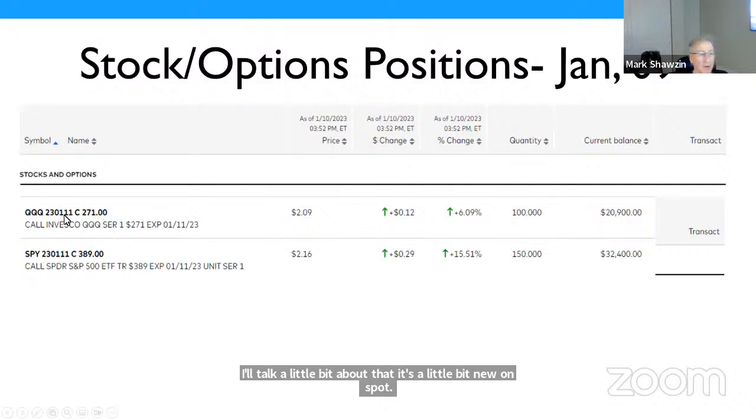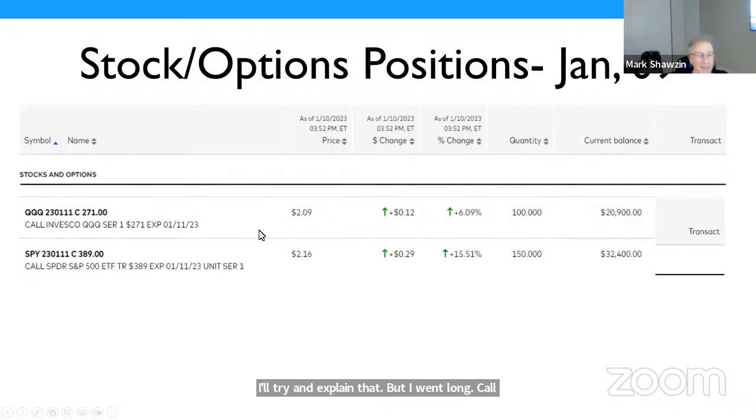But I went long call options in the triple Qs, which is the NASDAQ. And then I also went long call options in the S&P. And I took partial profits on these. I took some nice profits out today, and I'm going long into tomorrow with these call options. Now, a call option can expire worthless. If it doesn't get above the strike price, it can expire worthless. So right now, I bought the 271s. The Qs are trading at 272.87. So I'm about 187 pips in the money.